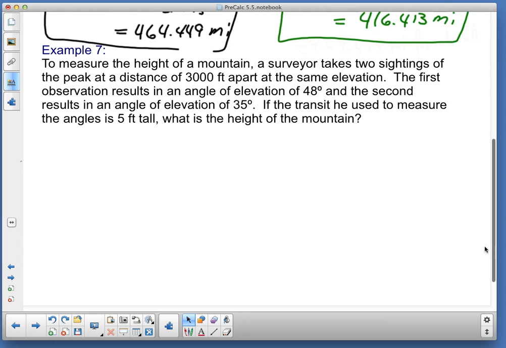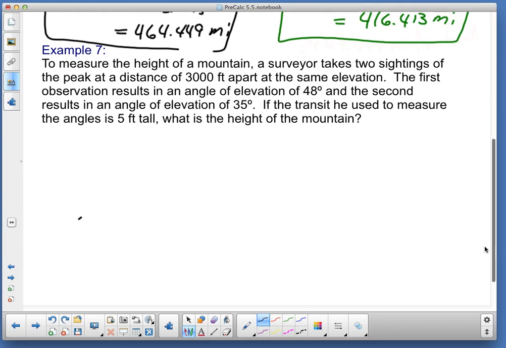We're looking at, to measure the height of a mountain, a surveyor takes two sightings of the peak at a distance of 3,000 feet apart at the same elevation. The first observation results in an angle of elevation of 48 degrees, and the second results in an angle of elevation of 35 degrees. If the transit he used to measure the angles is 5 feet tall, what is the height of the mountain? First of all, the transit is the device that he's using to measure.